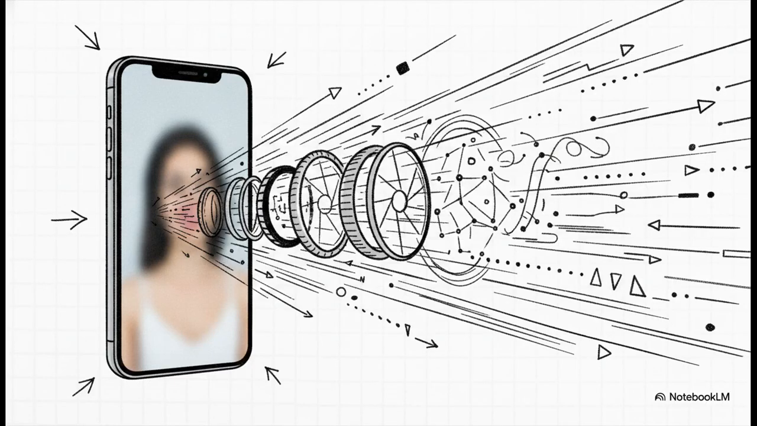Now, what's really fascinating here is how this applies to the supercomputer sitting in your pocket right now. When you swipe over to portrait mode on a modern smartphone to blur out the background, your phone isn't doing that purely with physical glass optics like a massive professional lens does.